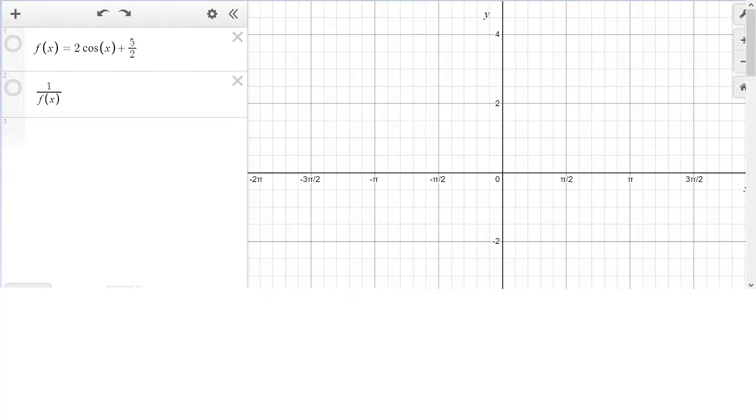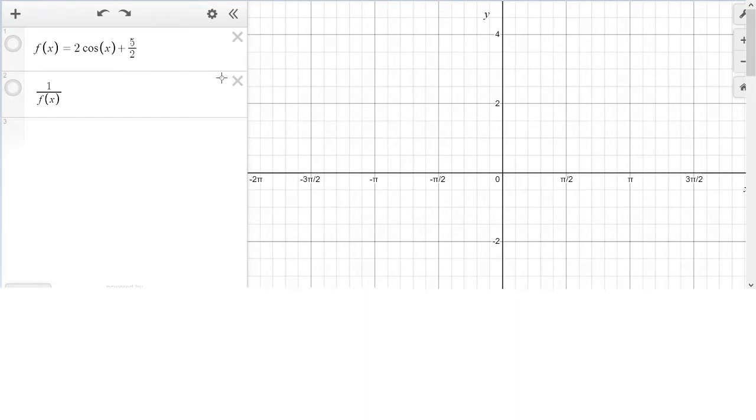In this video, we're going to look at how to graph a circular function, in this case cosine, and its reciprocal. As with any of these reciprocal function exam questions, it'd say something like graph the function f of x, and then part B would be graph its reciprocal. So what we have to do first is graph the function f of x. I've got here 2 cosine of x plus 5 on 2.